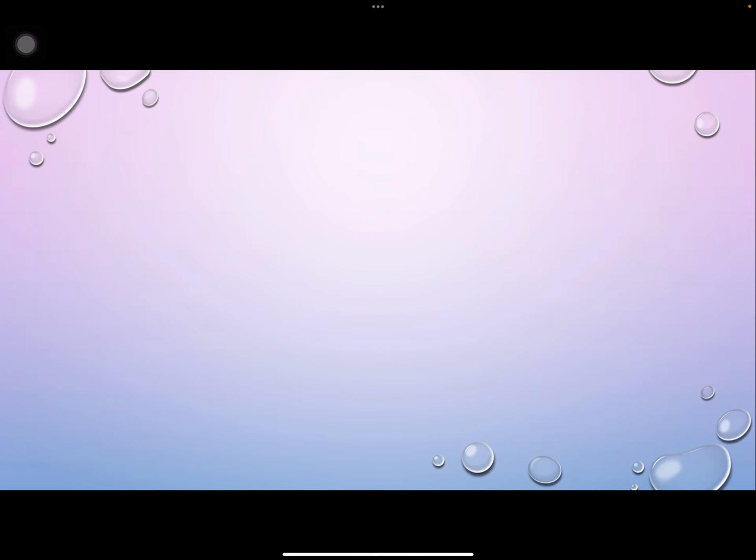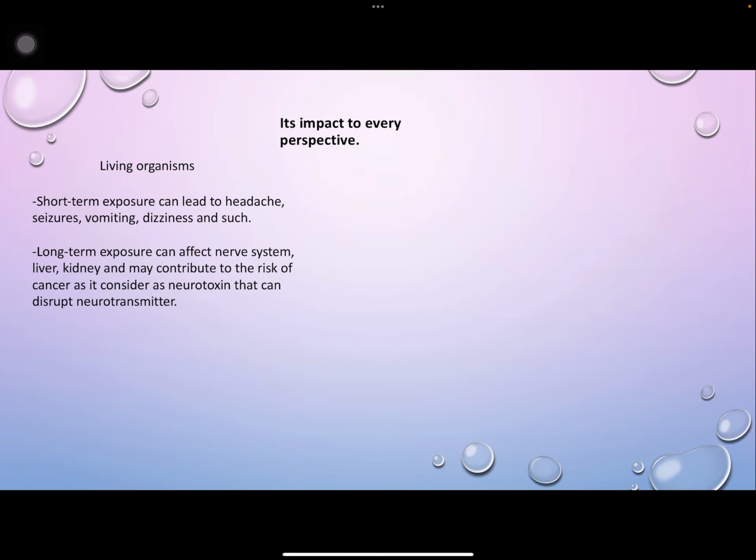In furrow application, soil treatment, and root treatment, these agricultural activities are using this chemical. Now let's move on and consider its impacts. First, we're going to consider its impact on living organisms. When exposed to this chemical in the short term, it can lead to headache, seizures, vomiting, dizziness and such.